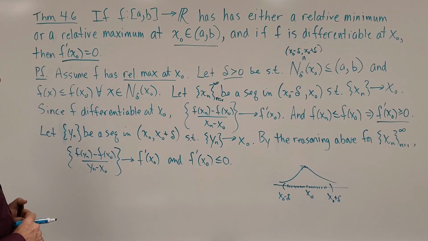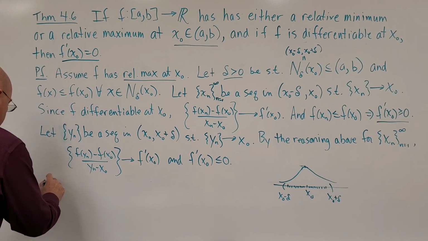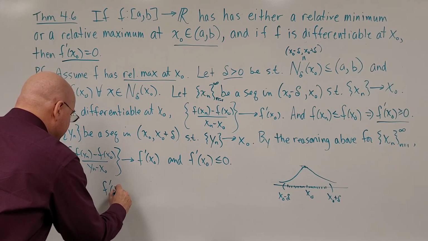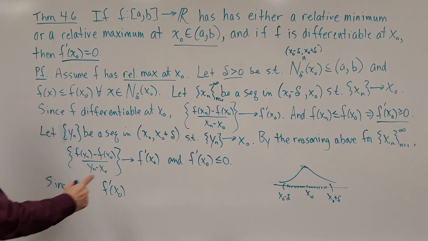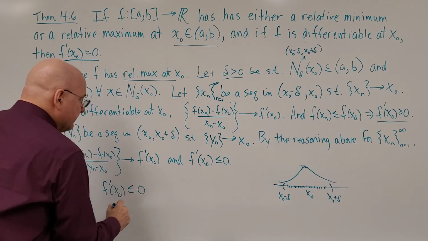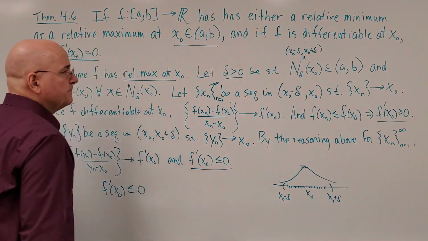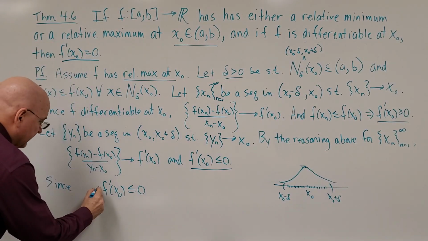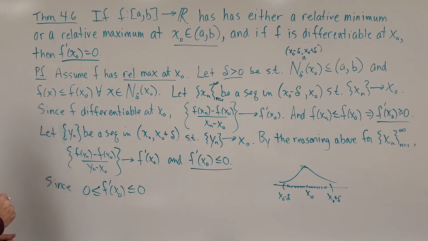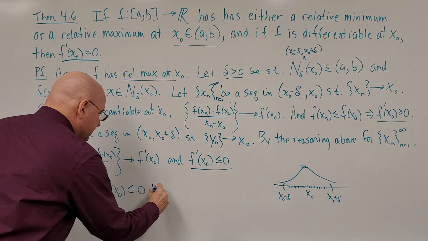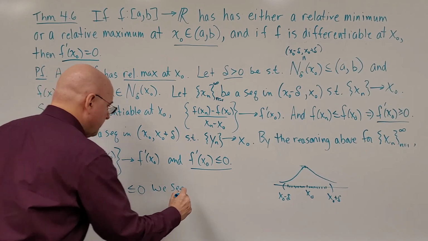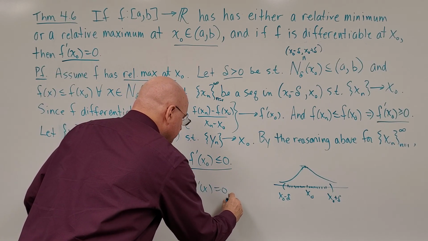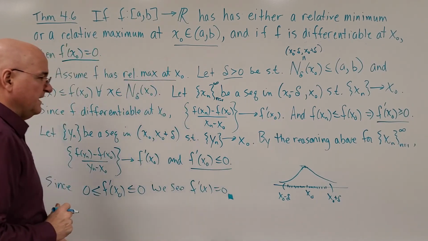So I think one more line and we're done. Since f prime of x naught is less than or equal to 0 from here, and it's greater than or equal to 0 as well, which I can write like this, we see that f prime of x naught is equal to 0. And that completes the proof.